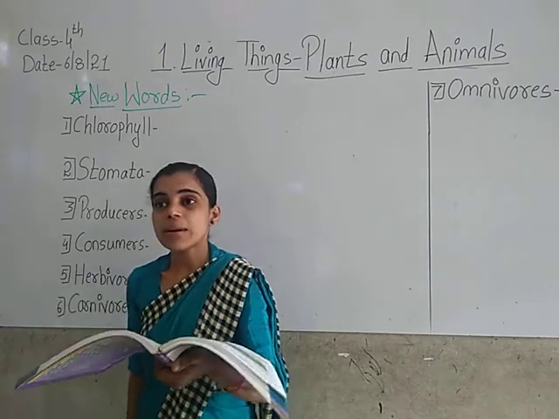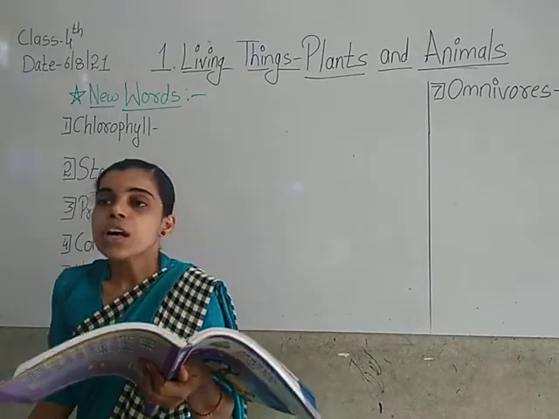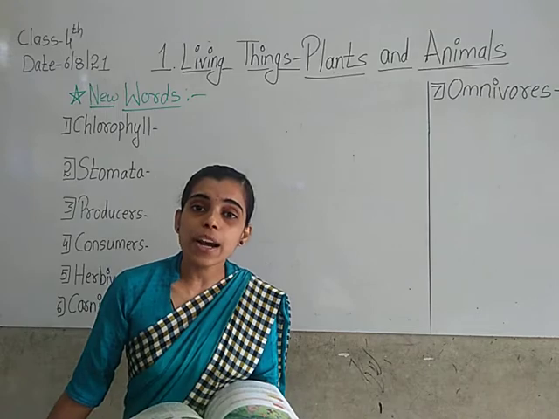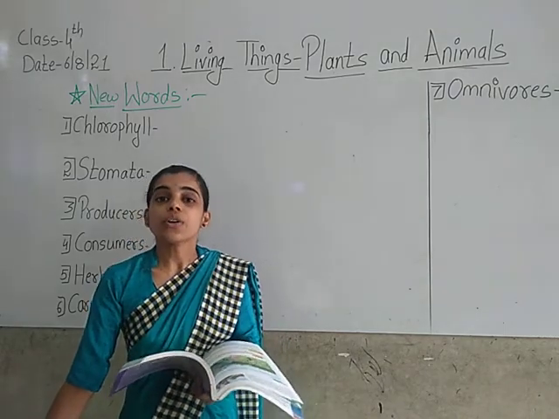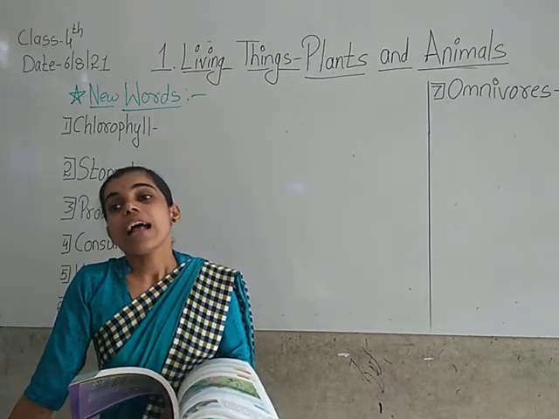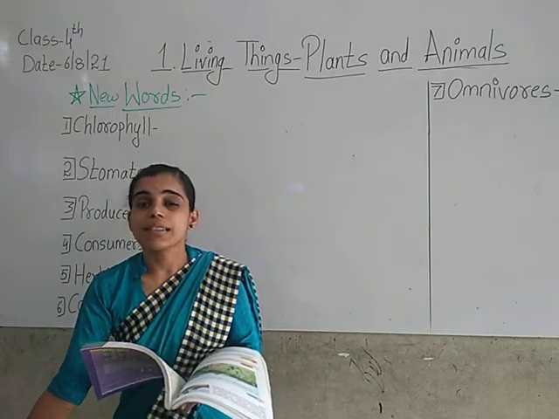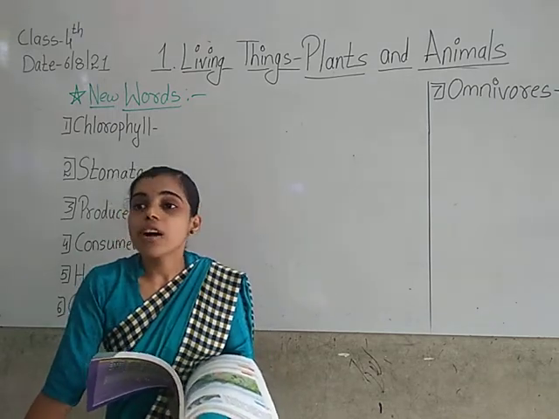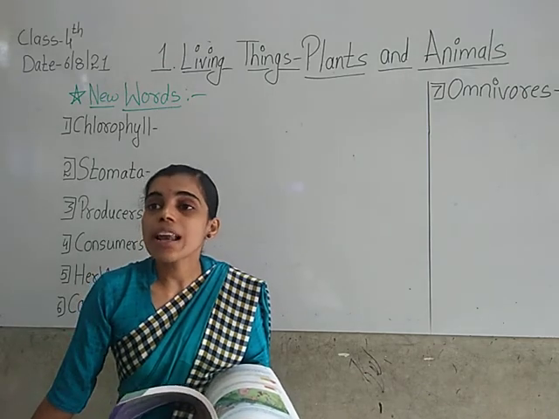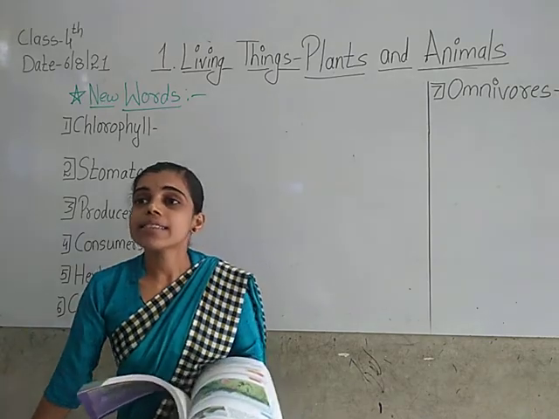Next, on the animal side, children, animals reproduce by directly giving birth to young babies or laying eggs. So, how can animals reproduce? They can give birth to the young one, or some animals lay eggs. For example, hen, duck, snake. These animals lay eggs. And some animals like lion, cat, dog, tiger, giraffe give birth to small young animals. So, there is reproduction in both plants and animals.